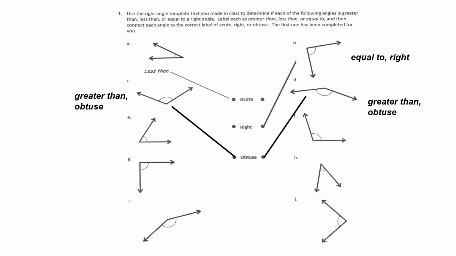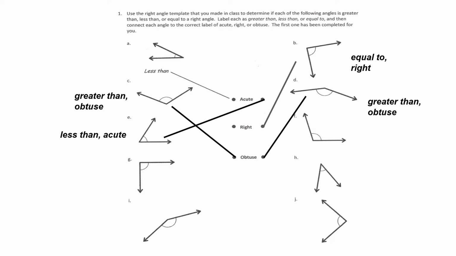Now for B, this is tricky because it's rotated, but that's why you have your right angle template. So B is actually equal to a right angle, so we connect it to right. C is greater than a right angle, and it's obtuse, so we label it obtuse. D, whoa, that is greater than. So if it's greater than a right angle, it's obtuse. We connect that to obtuse.